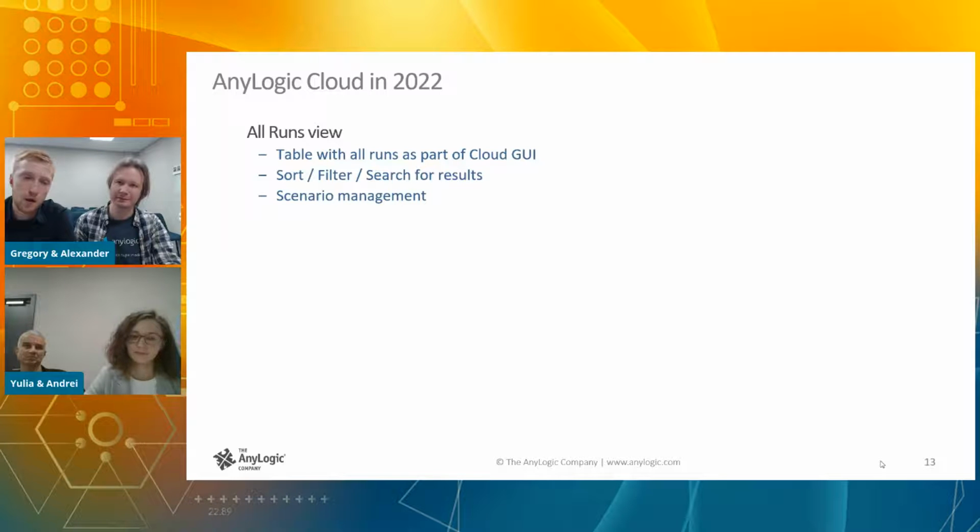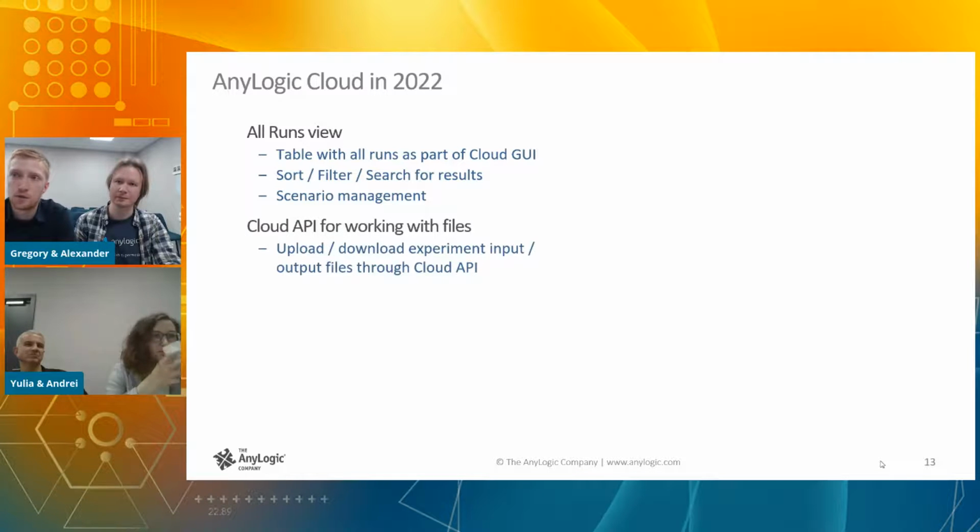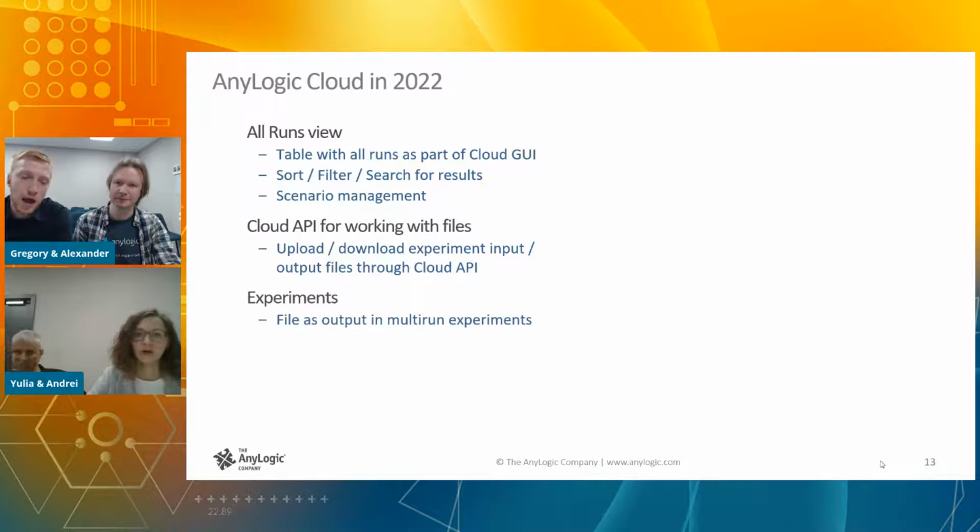The table will allow you to search, filter, and perform other scenario management operations. Also, we want to extend Cloud API. Currently, it doesn't cover operations with files, and we plan to allow creating models with file as output using Cloud API. Also, we plan to add the file as output feature to multi-run experiments.